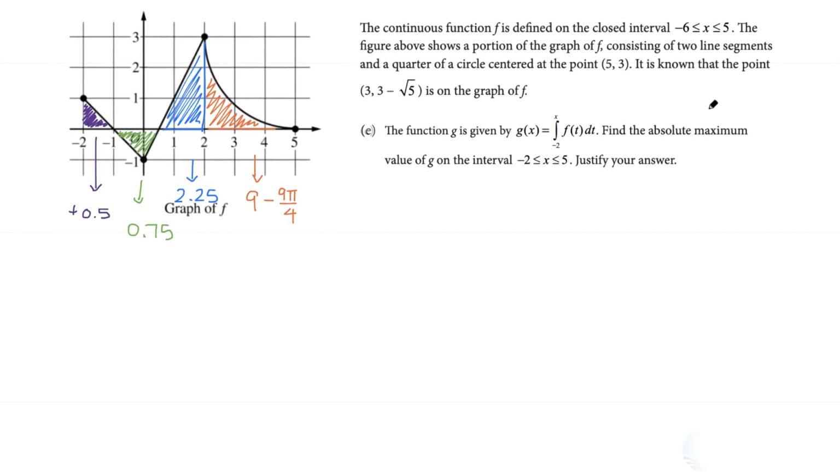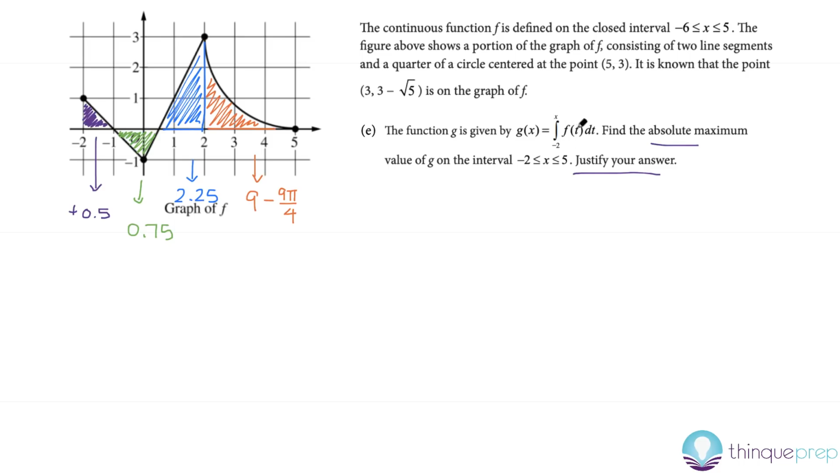So here we have part C. It says the function g is given by g of x is equal to the integral from negative 2 to x of f of t dt. Find the absolute maximum value of g on the interval negative 2 to 5 and justify your answer.